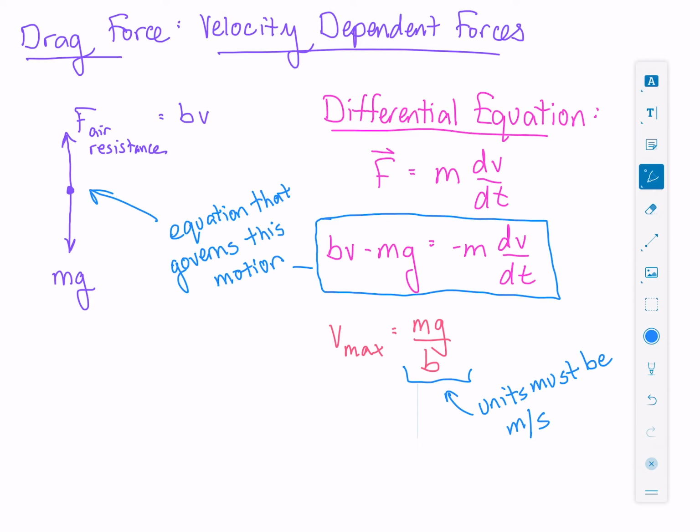Initially, when you drop it, your speed is 0. At that moment, we are in free fall. And then our units of mg over b, since that is a max speed, should be meters per second. Conceptually, I hope that made sense. Hopefully I got everything important in here. We will delve into the mathematics of solving the differential equation in our next video.